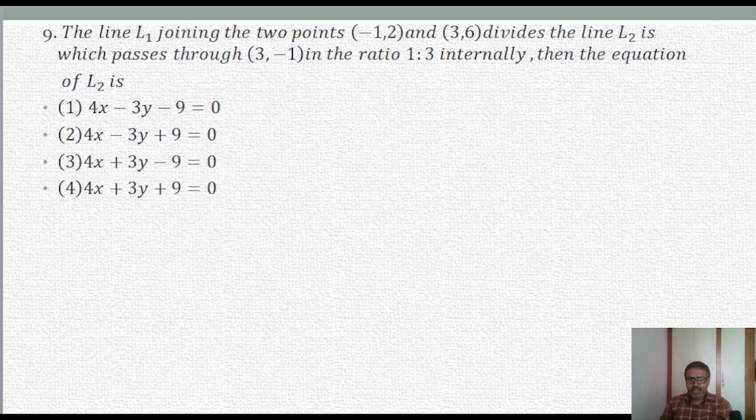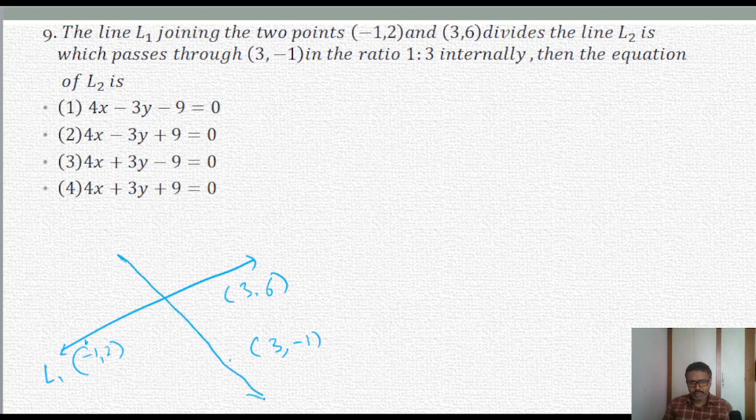The line L1 joining the 2 points minus 1, 2 and 3, 6. So let us draw a line here. Line L1 passing through the point minus 1, 2 and somewhere 3, 6. And one more line is there, L2, which is passing through a point, say 3, minus 1. Like this, as this is 3, minus 1. Let us take it as L2, and line L1 dividing internally in the ratio 1:3.